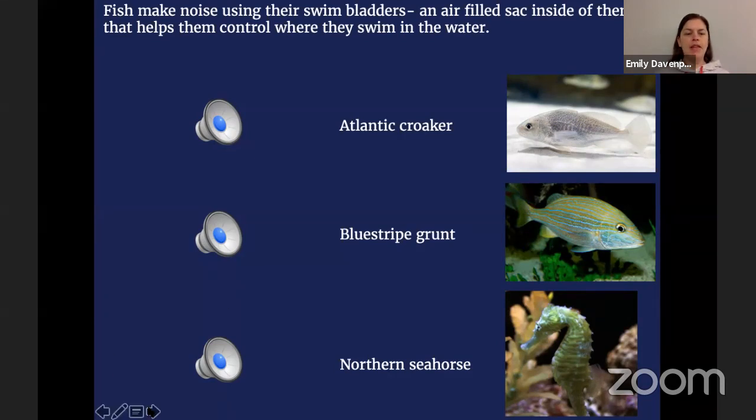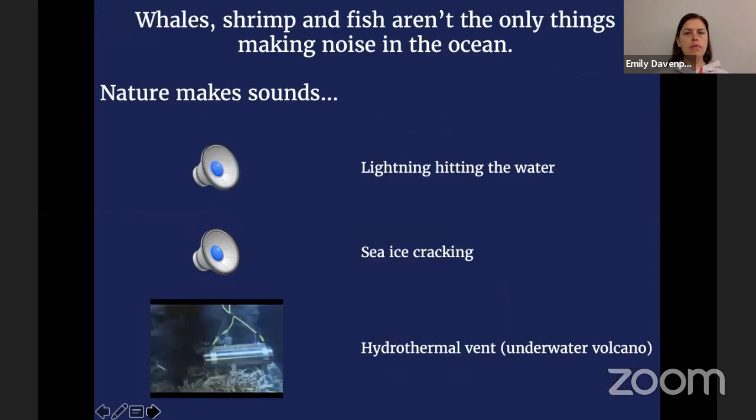So that's pretty neat that fish also make noise and are talking to each other. And then whales, shrimp, fish, and other marine creatures aren't the only things that make noise in the ocean. Here's a few nature sounds, such as lightning hitting the water. And like they brought up in the video, there's also earthquakes you can hear, which I don't have a recording of. There's sea ice cracking.